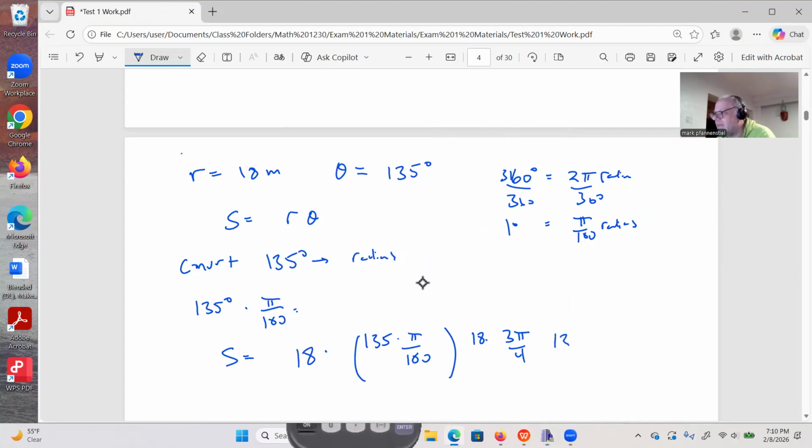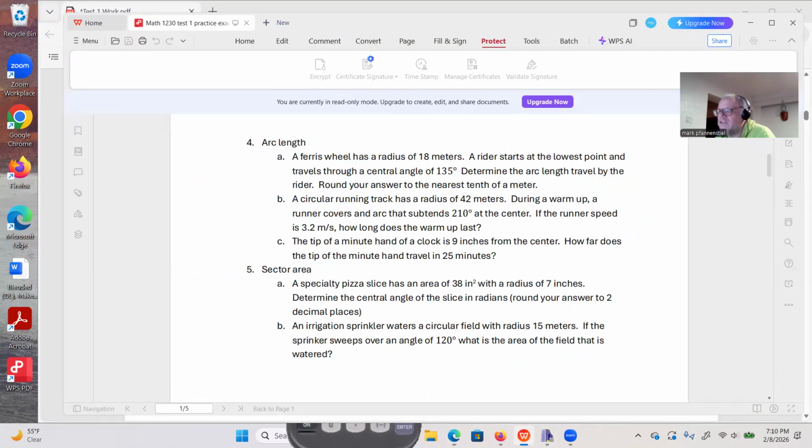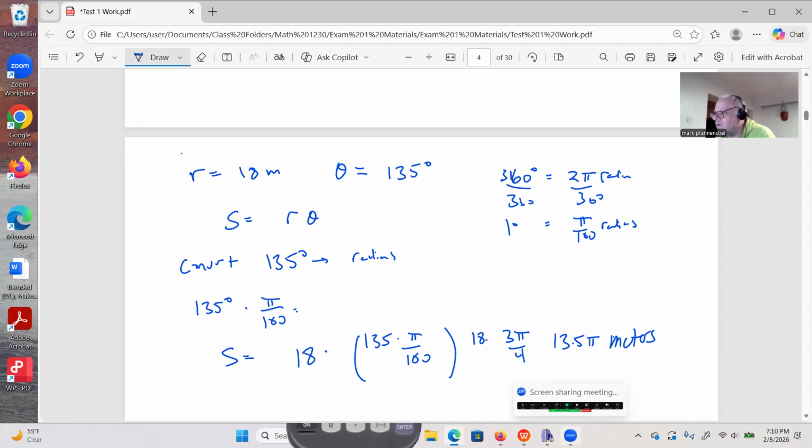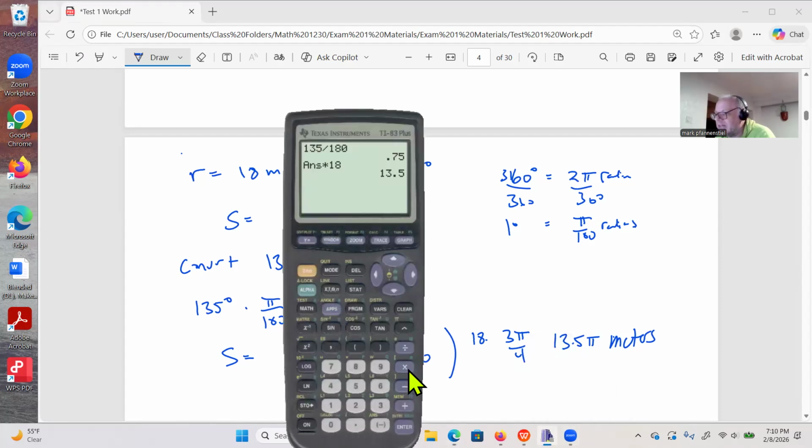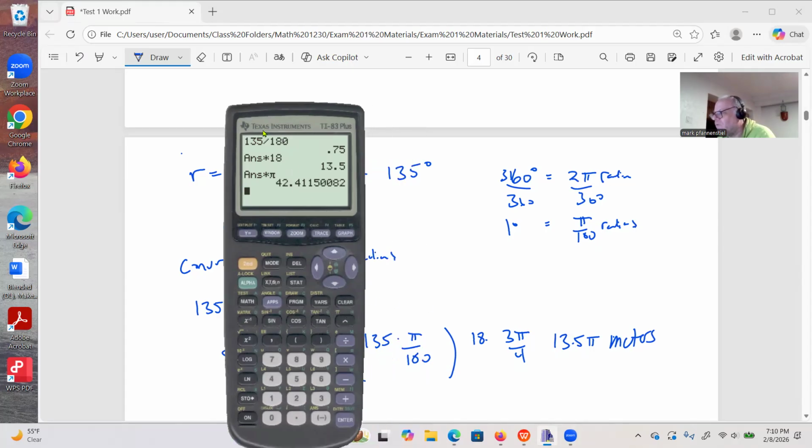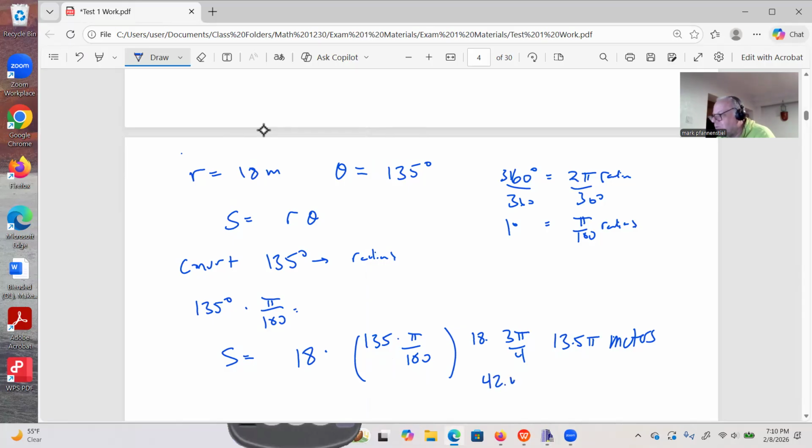So this will be 13.5 pi meters that we actually travel through. I think the problem tells us to go to the nearest tenth of a meter. So what we're going to do is go back to here and say times pi, second function pi. All right, it equals 42.4 meters. And since they said go to the nearest tenth, that's all we have to do with this one, right? And that's what you do for that problem.